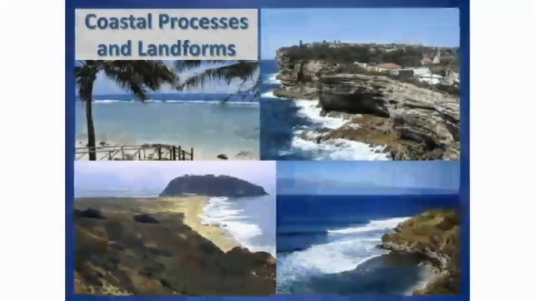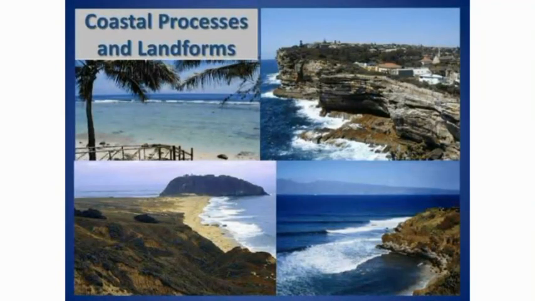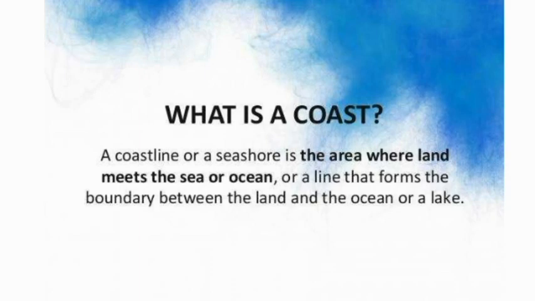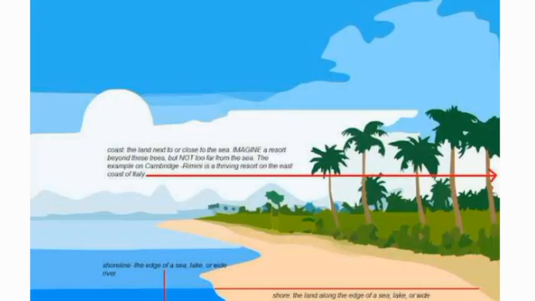Coastal landforms are created by a wide variety of coastal processes. There are two major types of processes, which are erosion and accretion. The coast, also known as the coastline or seashore, is defined as the area where land meets the sea or ocean, or as a line that forms the boundary between the land and the ocean or lake.